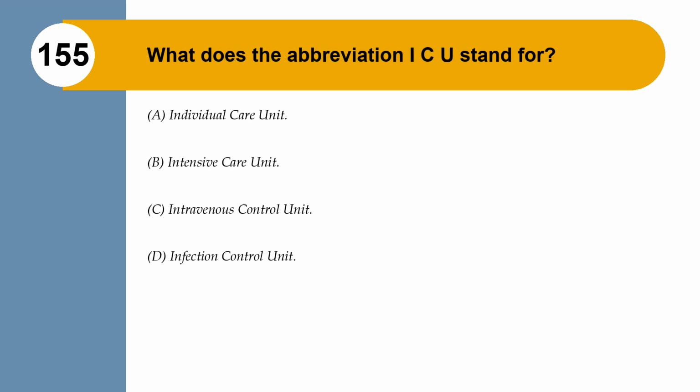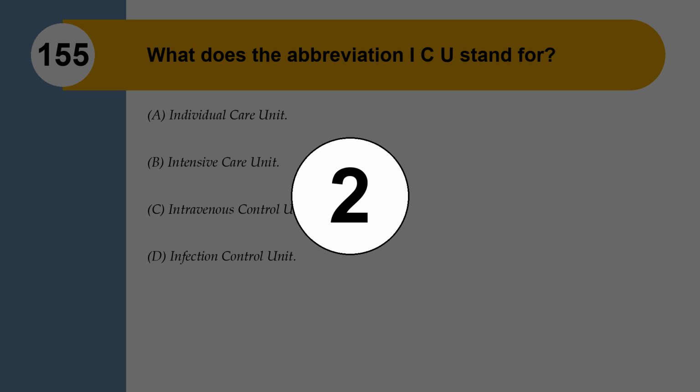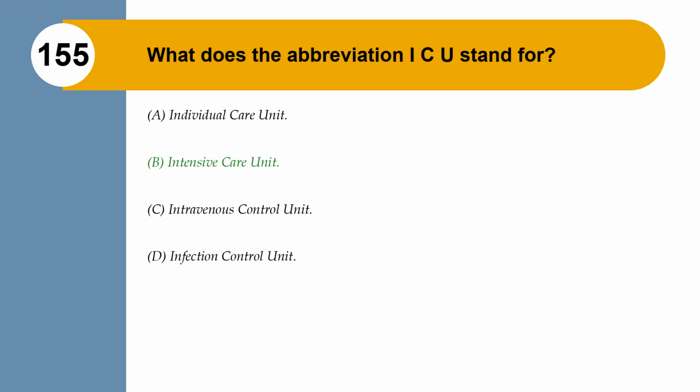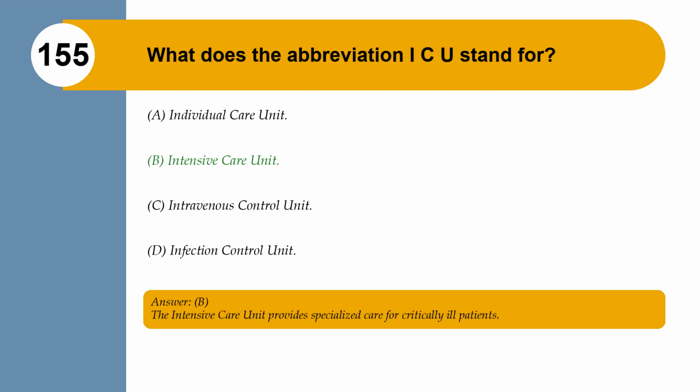Question 155. What does the abbreviation ICU stand for? Option A, Individual Care Unit. Option B, Intensive Care Unit. Option C, Intravenous Control Unit. Option D, Infection Control Unit. The correct answer is option B, Intensive Care Unit. Explanation. The intensive care unit provides specialized care for critically ill patients.